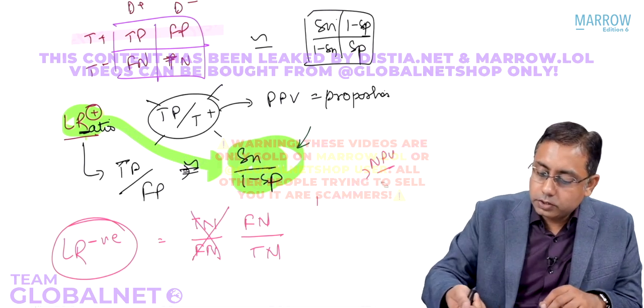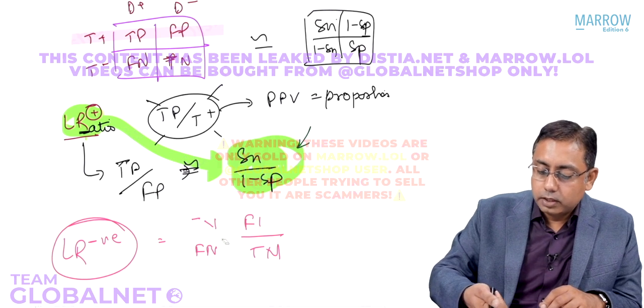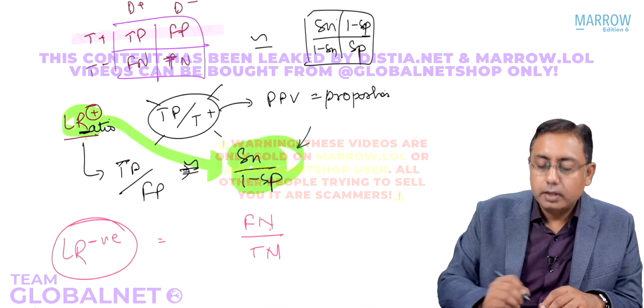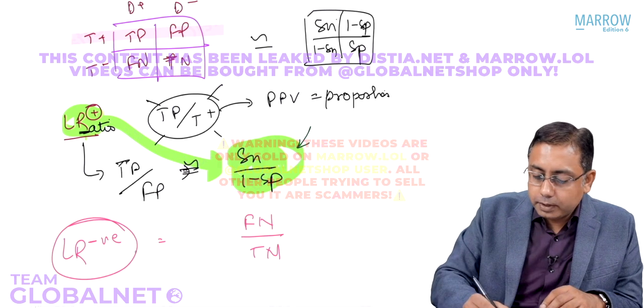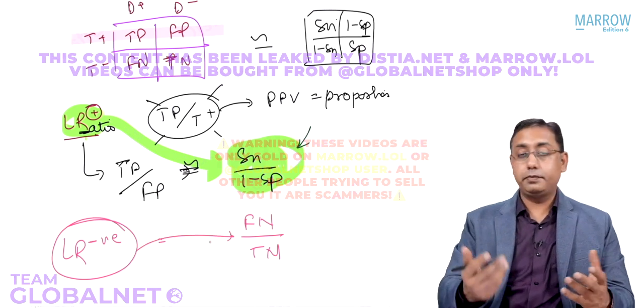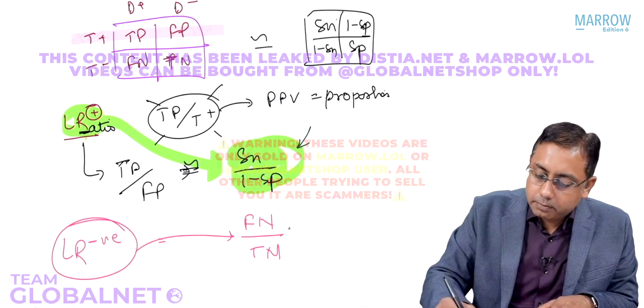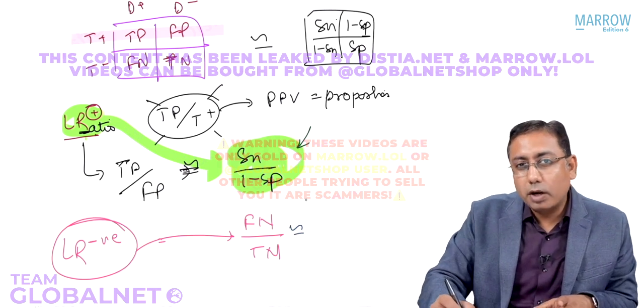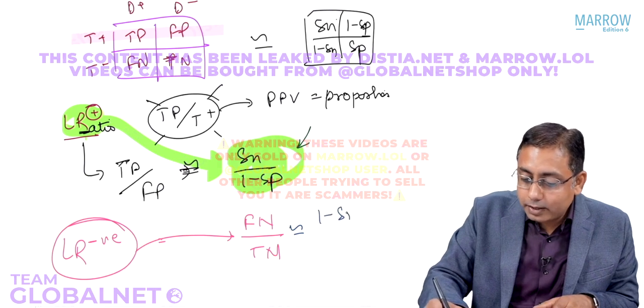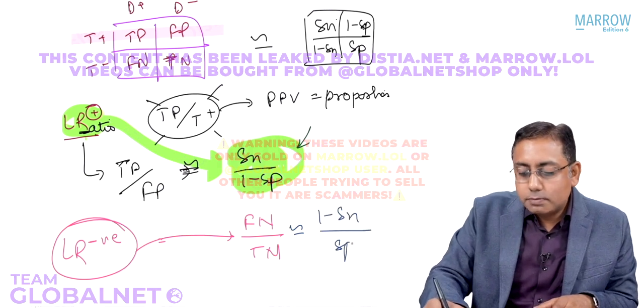So don't worry about all these things. These are proportions. So what is the answer over here? What is the likelihood ratio negative? It is given by the formula false negative divided by true negative, and this is the formula. Now go to the correlation. Correlating them, you are going to get what? False negative is 1 minus sensitivity, divided by true negative, which is specificity.